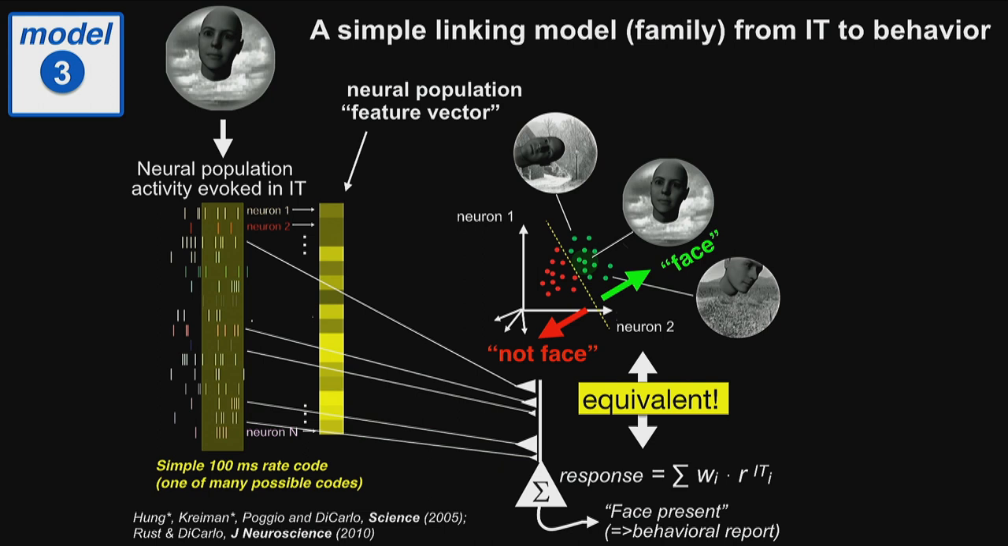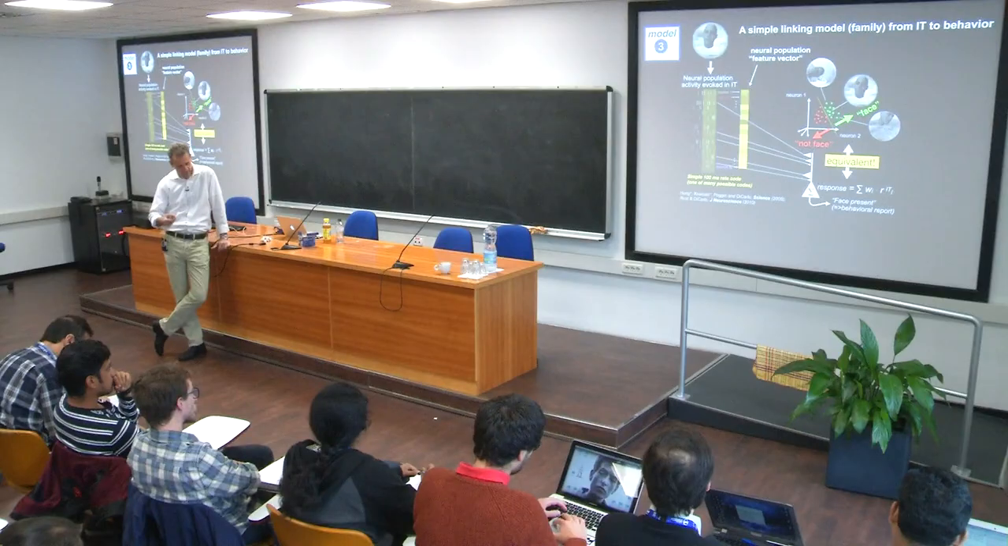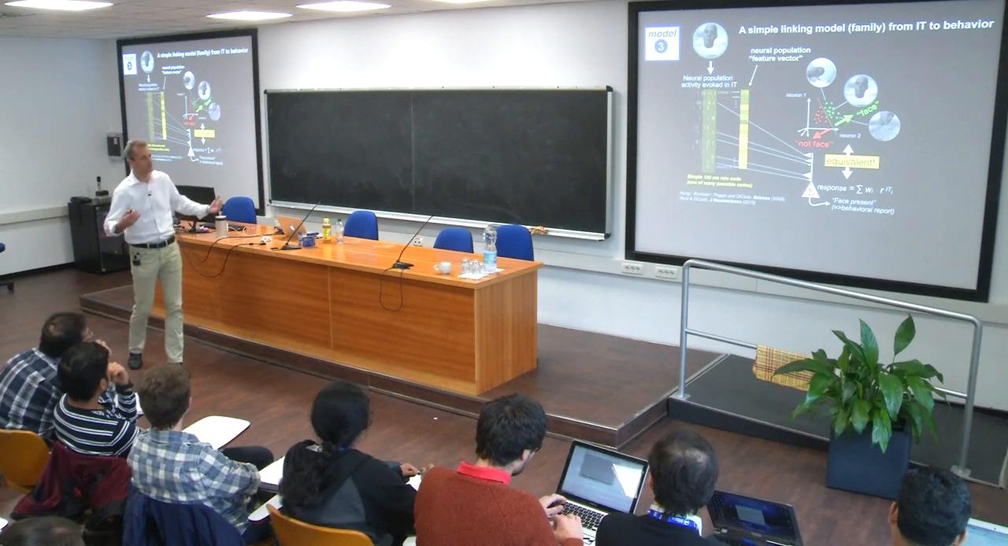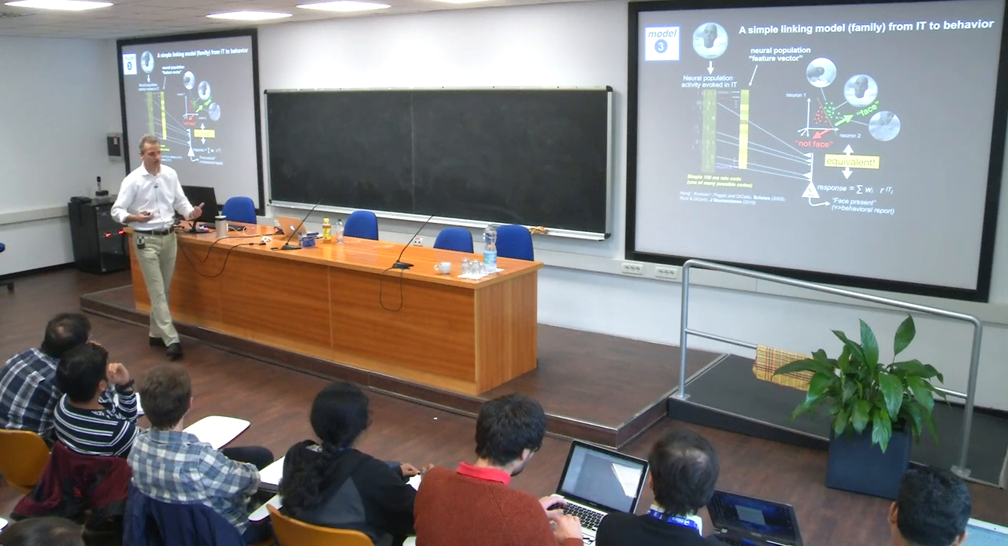One, in this case, to say the images belong to the category face, and these images belong to not face. I tried to tell you the idea that if you're going to train linear classifiers, and you do this in a space of IT, it turns out that you generalize quite well, whereas if you do this in just the raw pixels or in lower level visual representations, you don't do as well.